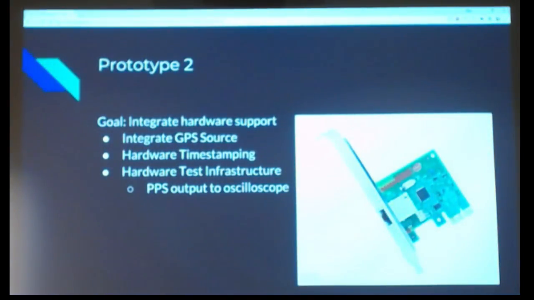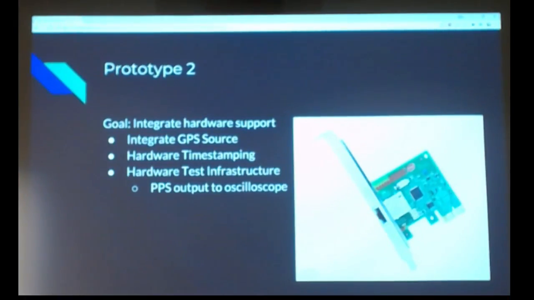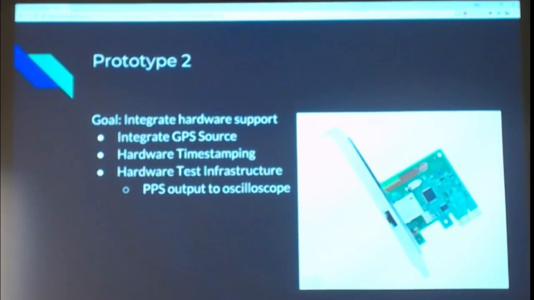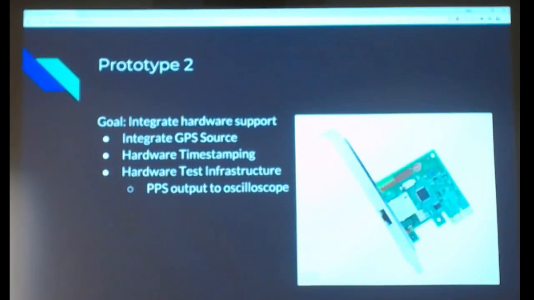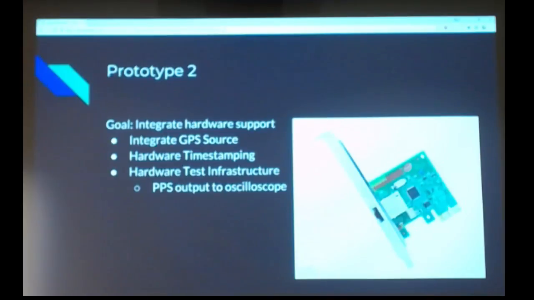The second prototype was, as I mentioned, to integrate the hardware timestamping network card, to integrate the GPS card, and to set up our hardware testing infrastructure. As Brian mentioned, what allows PTP to get as accurate a synchronization as possible is that it timestamps the packet at the hardware level right before it is sent across the network. This is why we integrate the hardware timestamping network card into our system so that we can utilize that feature.